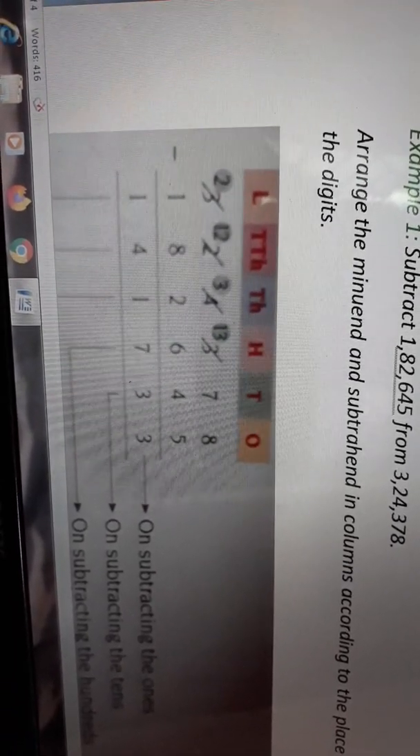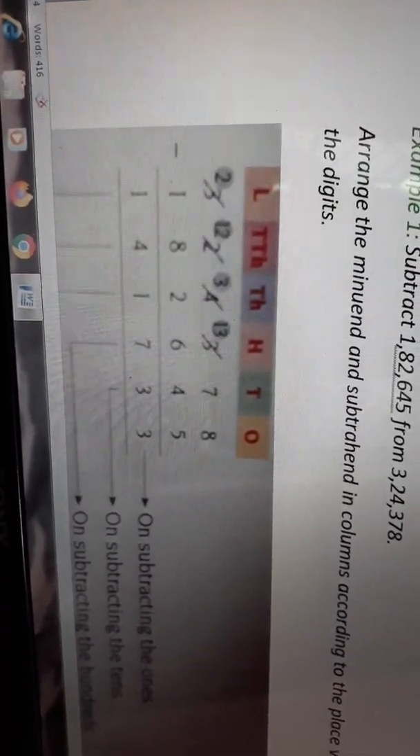Here the numbers are already arranged according to the place values of the digits, and now we will start the subtraction from the ones place. First, in the minuend the ones place digit is 8, and in the subtrahend the ones place digit is 5. Here the minuend digit is the larger one and the subtrahend digit is the smaller one. Only consider the ones place, not the whole numbers. 8 is larger than 5, so 8 minus 5 is easily 3.